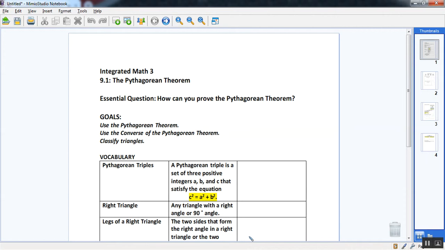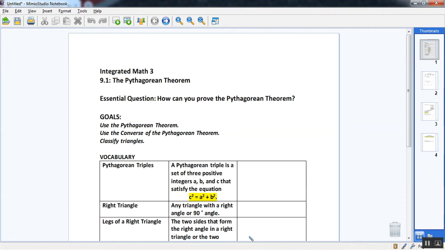Say it again, Elijah. A squared plus B squared equals C squared. Okay, so I've heard a formula. What's that formula relating to, kids? So the formula for a triangle. The longest side of the triangle. To help find the longest side of a triangle.